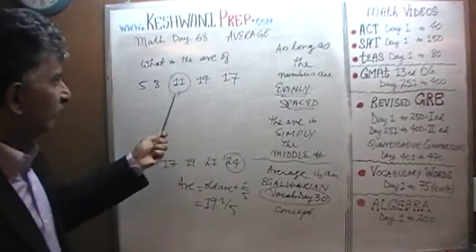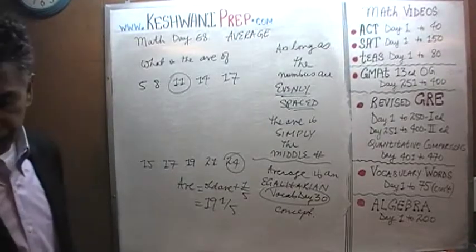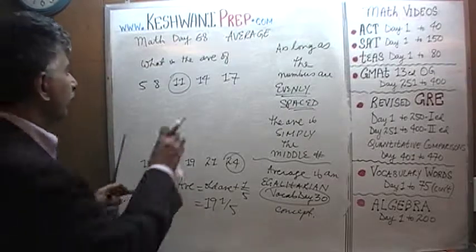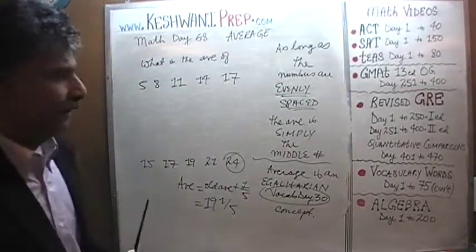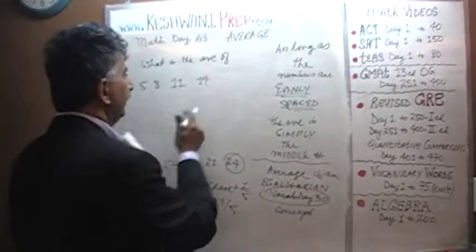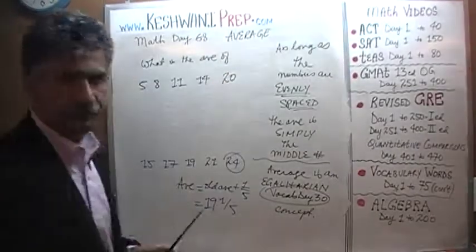The average of these five numbers is 11. We don't actually have to do anything. Let's do one more problem. I want you to find the average of 5, 8, 11, 14, and 20.